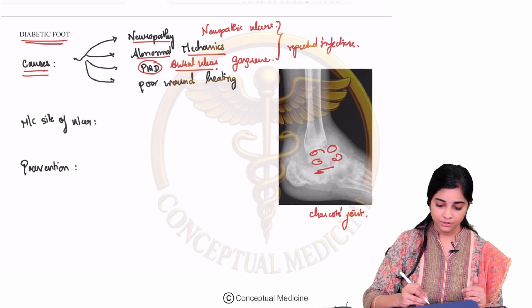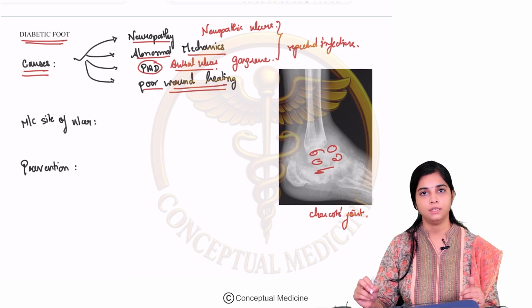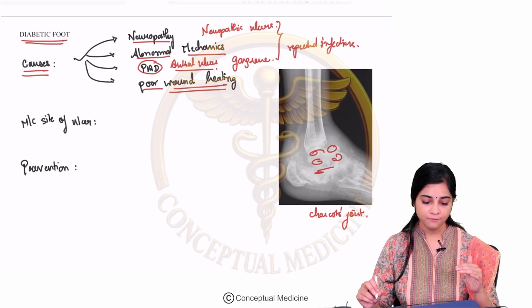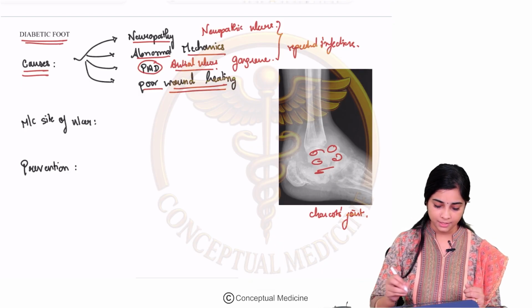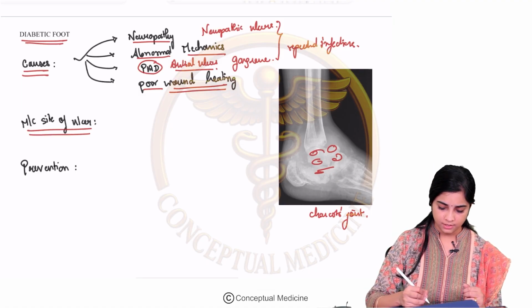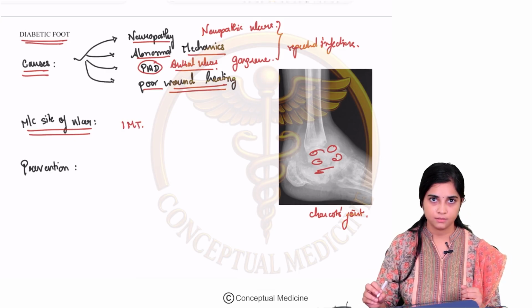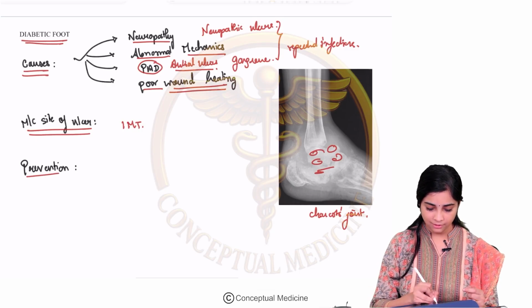So the other factor which is responsible for your problem with your diabetic foot is your poor wound healing. Okay. So these are the various risk factors which are responsible for your problems with diabetic foot. The most common site of your diabetic ulcer is over your first metatarsal or near your first toe. So how do you prevent?